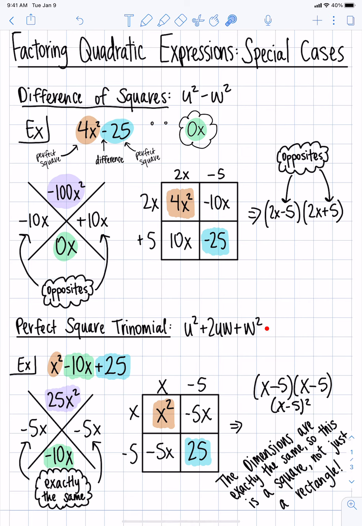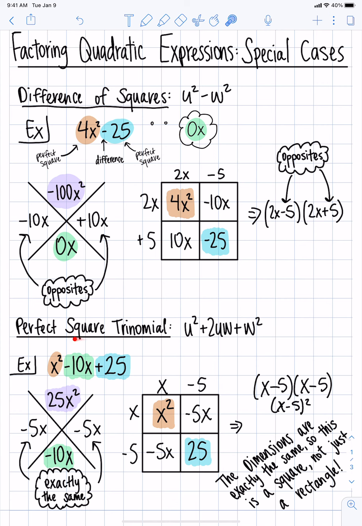The second case we're going to talk about is this perfect square trinomial. Written symbolically, that looks like u squared plus 2uw plus w squared. Let's take a look at another example. So we have x squared minus 10x plus 25. I'm going to first fill in my area model with my x squared and my 25. If I multiply those values, I'm going to get this top of my diamond, which is 25x squared, meaning I want two values that multiply to 25x squared and add to negative 10x. Something cool about this is we can get this as the same thing, negative 5x and negative 5x.